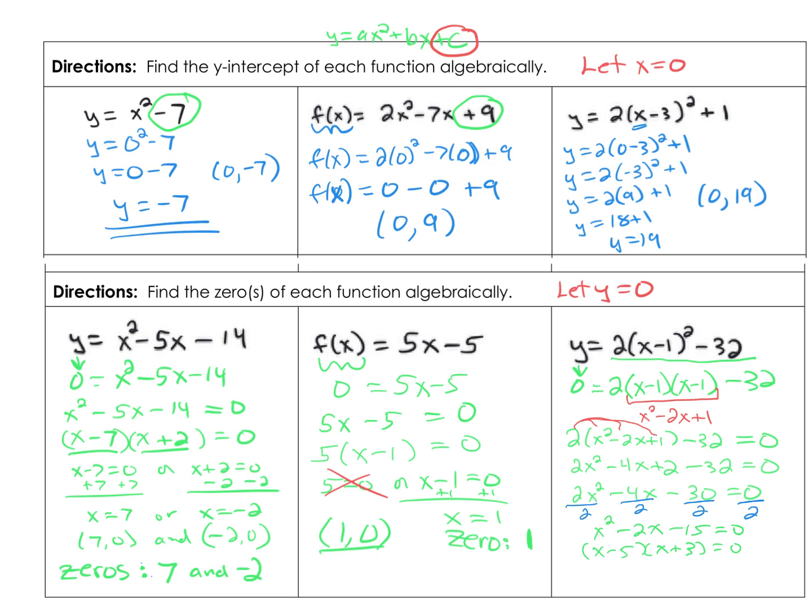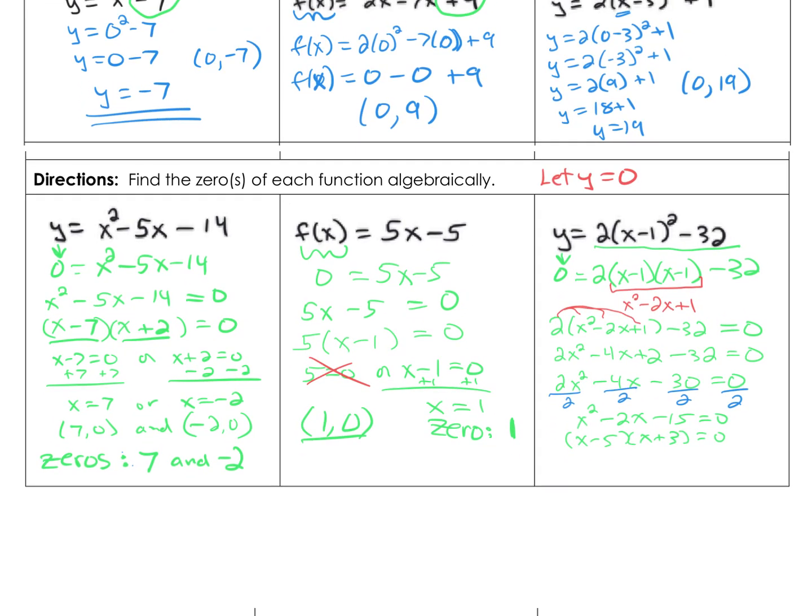Now I'm kind of running out of room. Let me slide that up a little bit. So I get x minus 5 equals 0, or x plus 3 equals 0. Add 5, and I get x equals 5. Subtract 3, and I get x equals negative 3. Connect them with the word or. So that means the intercepts are 5, 0, and negative 3, 0. If you're asked for zeros, you can just write 5 and negative 3.